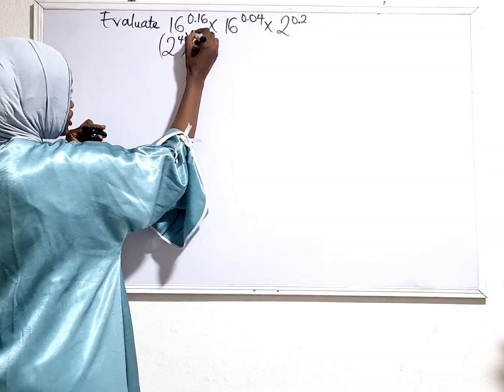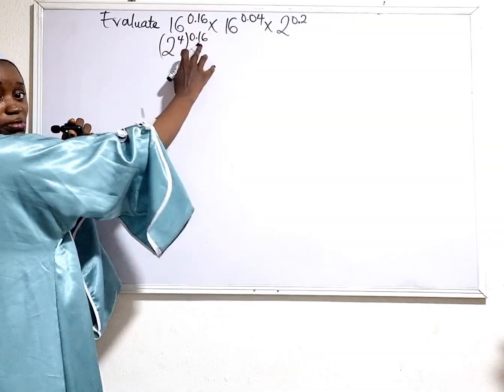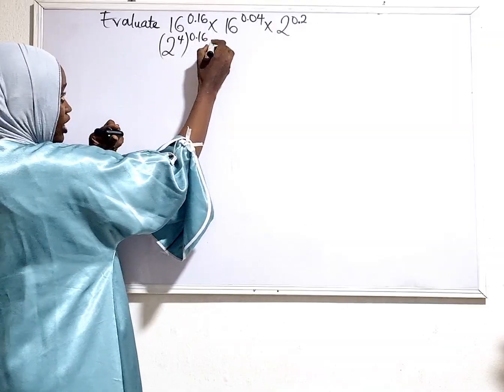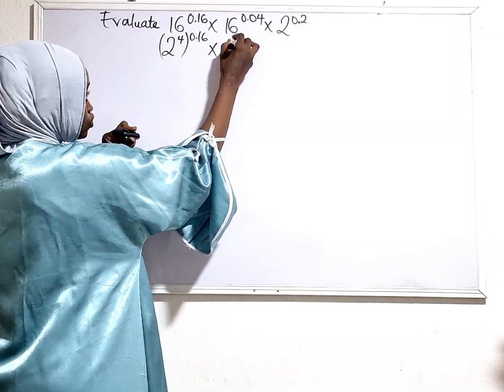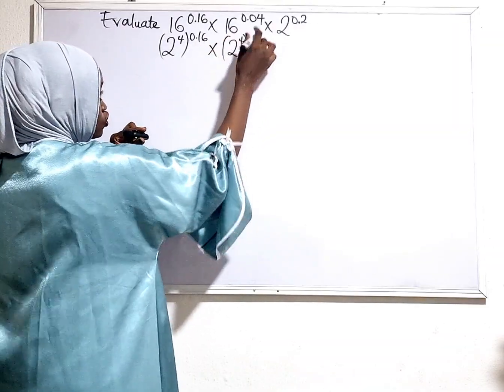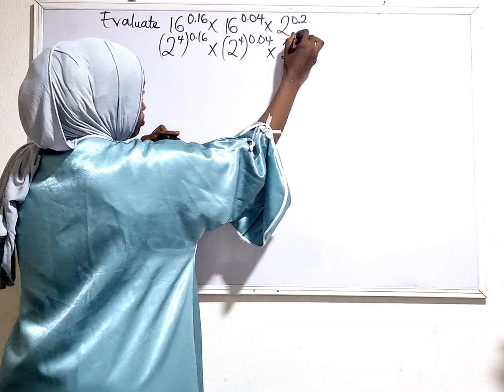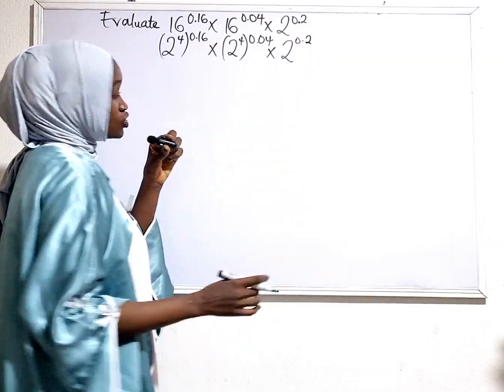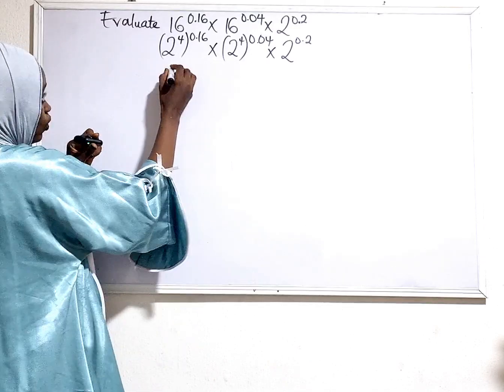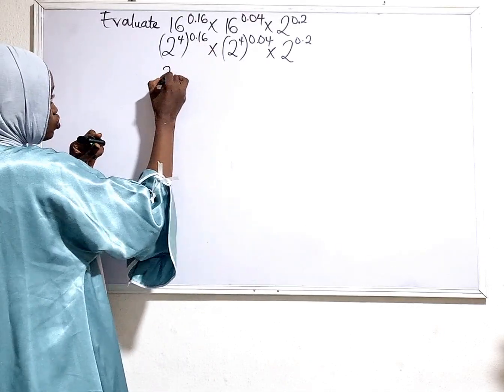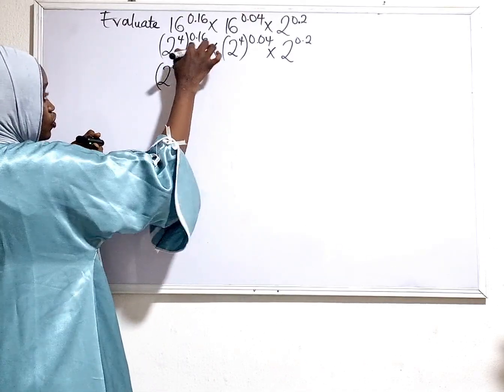Then to the power of what? 0.16. We're going to come back to this decimal value here. Multiplied by 16 also, which is 2 to the power of 4, to the power of 0.04, multiplied by 2 to the power of 0.2. So now let's simplify.